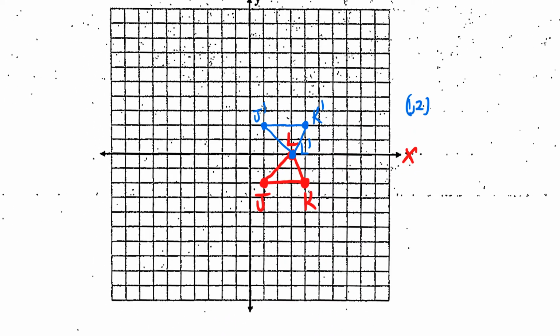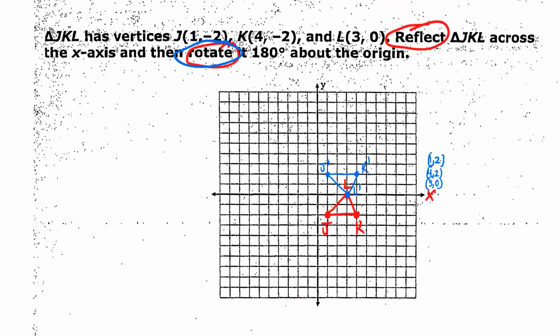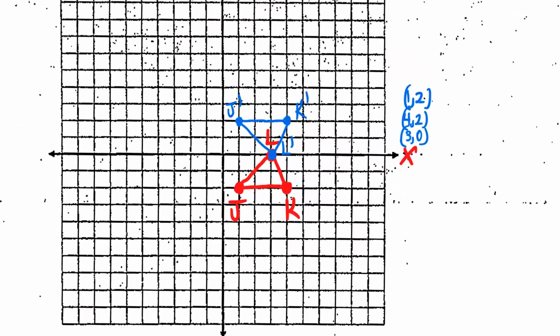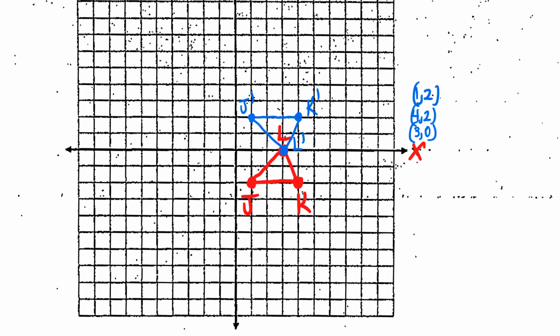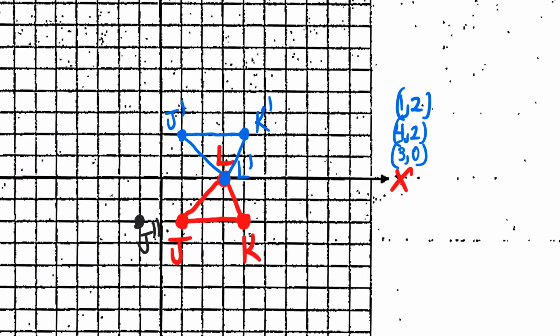Is it 1, 2? Okay, where's K prime at? Is at 4, 2. And where's L prime at? 3, 0. Okay, so to do rotation of 180, all I do is change those signs. So where's 1, 2 going to be at? -1, -2. That's the J one, so J double prime. Okay, where's 4, 2 going to be at? It's going to be at -4, -2.